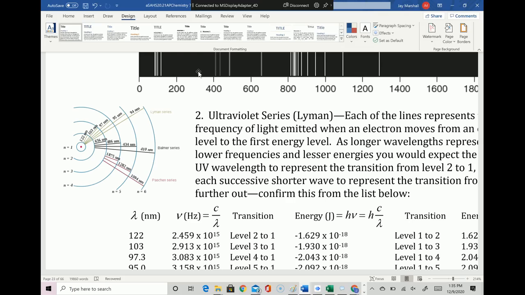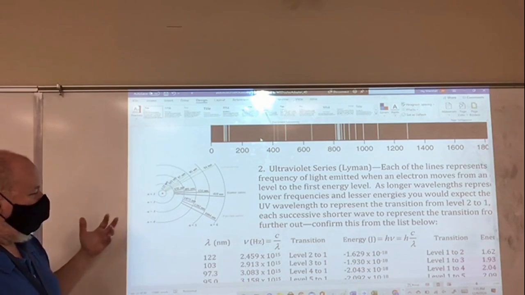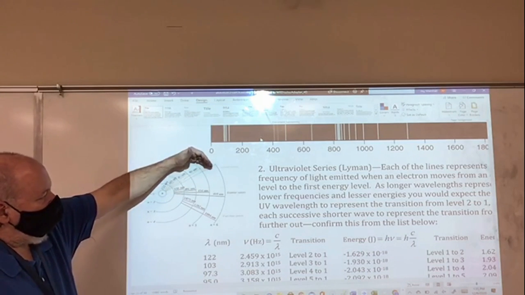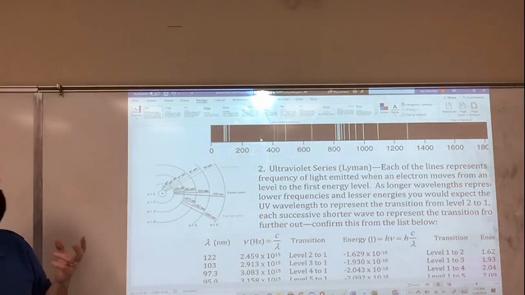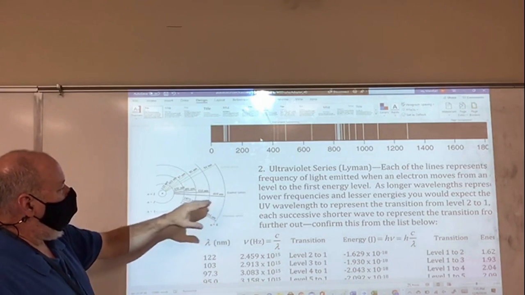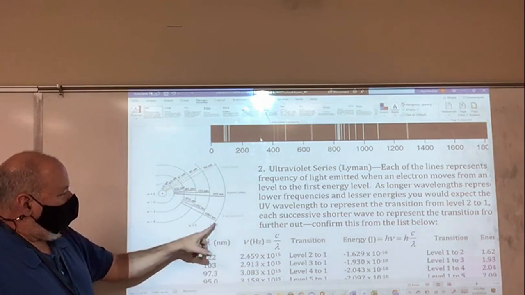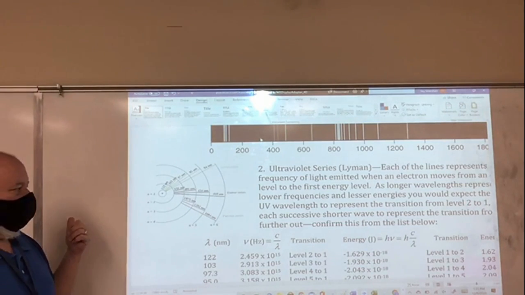So we see that if I go from the second energy level to the first energy level, I give off a wave of 122 nanometers. If I go from the third level to the first, a wave of 103. From the fourth to the first, and you don't need to know these by any stretch of the imagination. You just need to be aware that if I transition from an outer level to the first energy level, I'm probably going to get ultraviolet light. Okay? If I transition from an outer level to the second energy level, I'm probably going to get visible light. And if I transition from an outer level to the third energy level, I'm probably going to get infrared light.